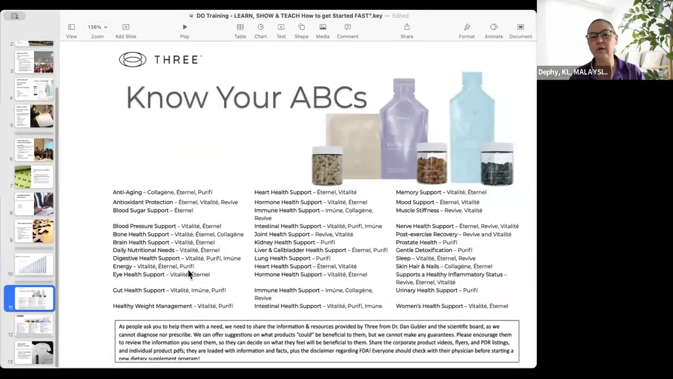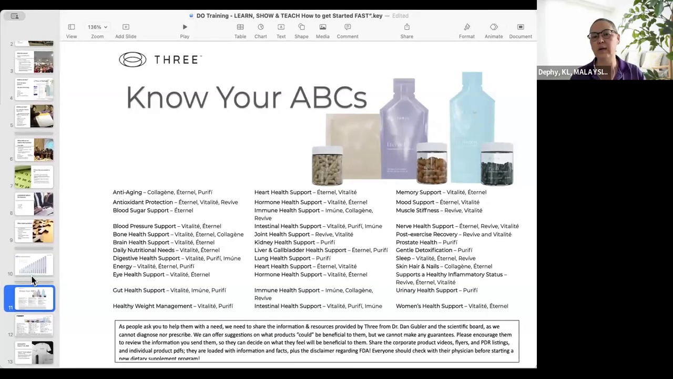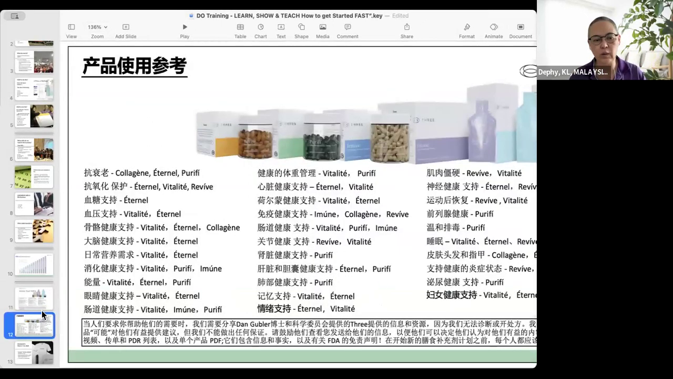Now, here's another document that I hope all of you guys have. If you don't have it, then you should reach out for it. These are known as the ABCs. Commonly people will say, oh, health, hormones, this and that. So these are general guidelines for a combination of products that helps with certain symptoms, yeah? These are not meant to medicate. These are meant just to help, yeah? So they have it in Mandarin as well.